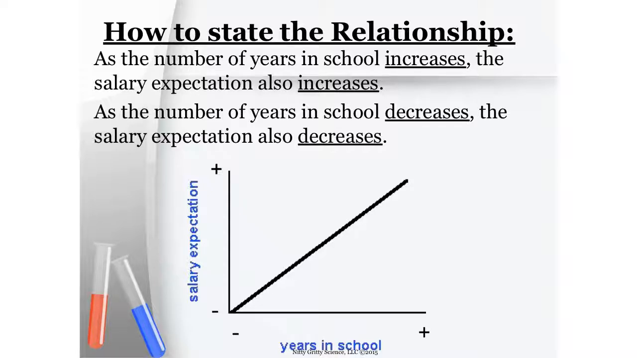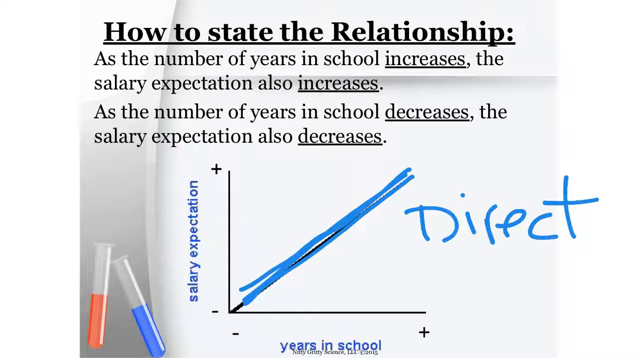Okay? So in this case, this is a direct relationship. I know that because when I look at the graph, I can see that it's increasing from the left to the right. So this is a direct relationship. Okay? And I know that in a direct relationship, as X increases, Y also increases. So the way I would state the relationship between these two things is I would say, as the number of years in school increases, the salary expectation also increases.